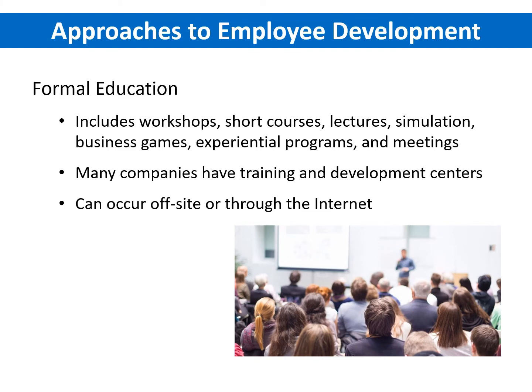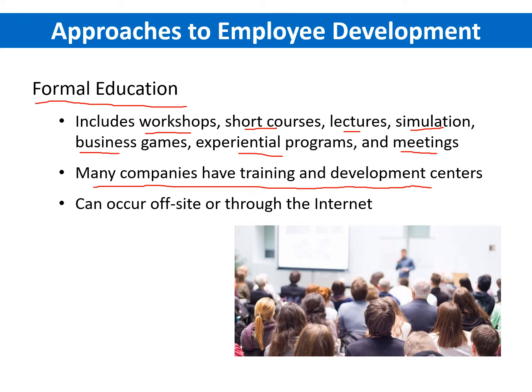The first approach to development that we're going to look at, formal education, looks a lot like what we talked about during our training unit. Okay, so formal education can include workshops, short courses, lectures, simulations, business games, experiential programs, and meetings. All right, and a lot of companies are going to have training and development centers. So large Fortune 500 companies may send you out to their offices, to their corporate headquarters where they'll have training and development centers, or they may have smaller regional centers that you can go to.